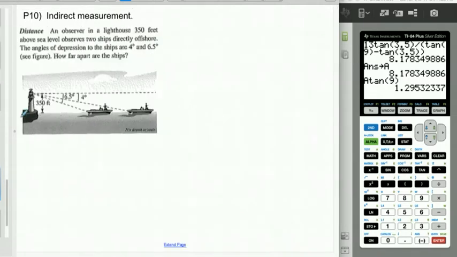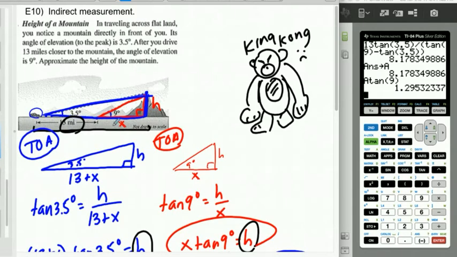Anyway, so you're going to see that problem. Okay, so let's walk through another one that's similar. This is also indirect measurement, so try it without me. The key here is, yet again, you're going to have two triangles. So notice that the key to this problem was that within the diagram, there were two right triangles.